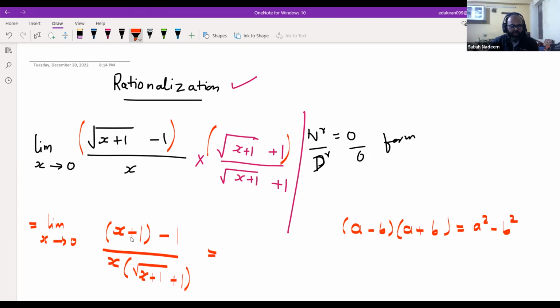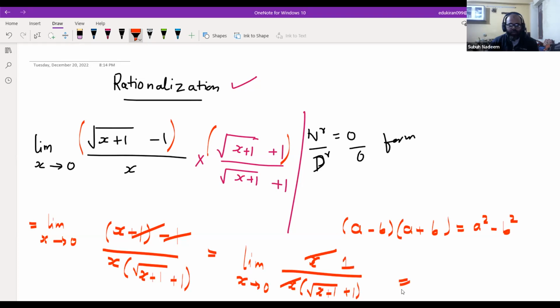Now 1 will cancel and you will get limit x approaching 0, x upon x into (root over x plus 1 plus 1). Now x will cancel and you get 1 here. Now when you put x as 0, there is no problem in putting it 0. Because if you put 0, you will get 1 by (root over 0 plus 1, plus 1), which will simplify to give you 1 by 2. So this is your answer. Actually, at 0 it is not defined, but by rationalization, we get this value as half.